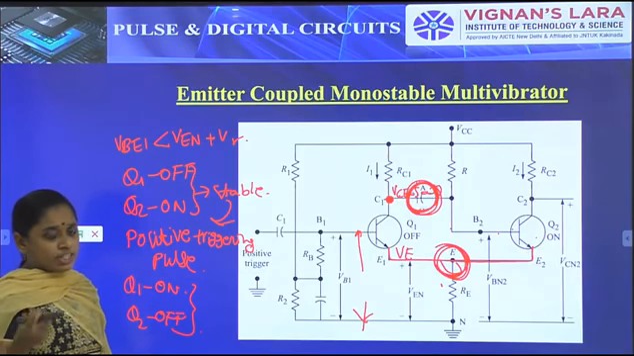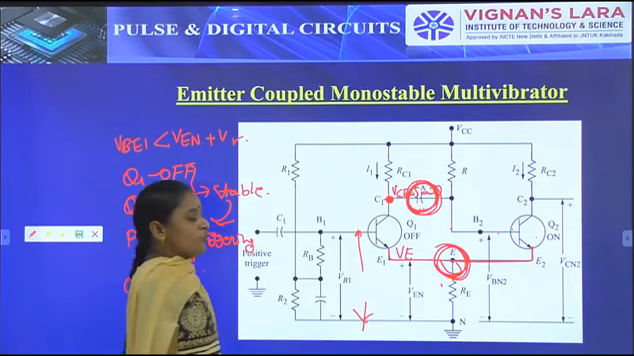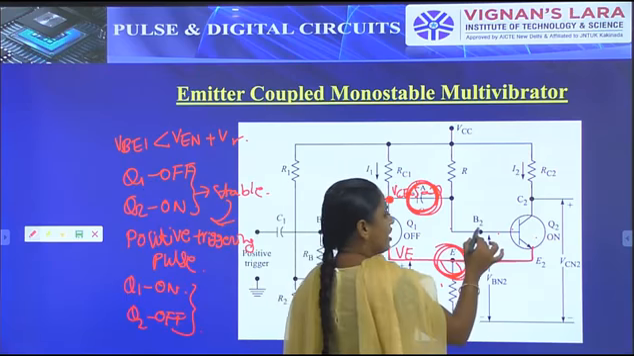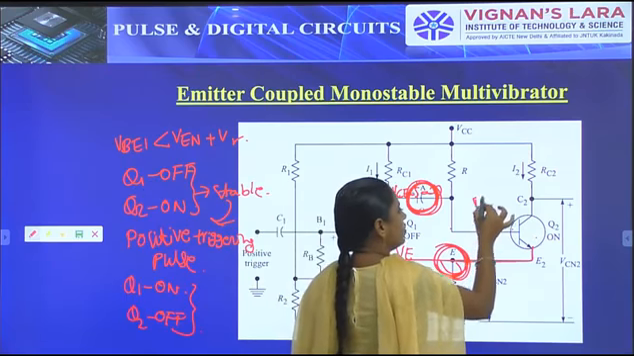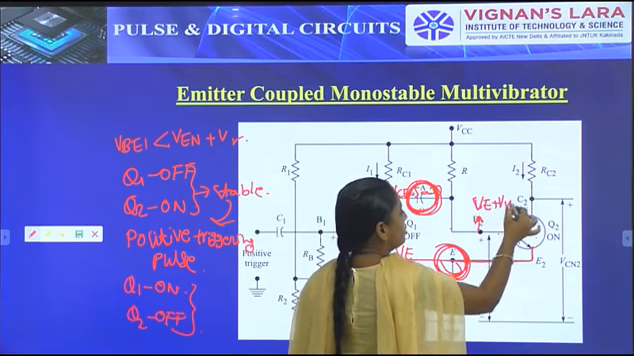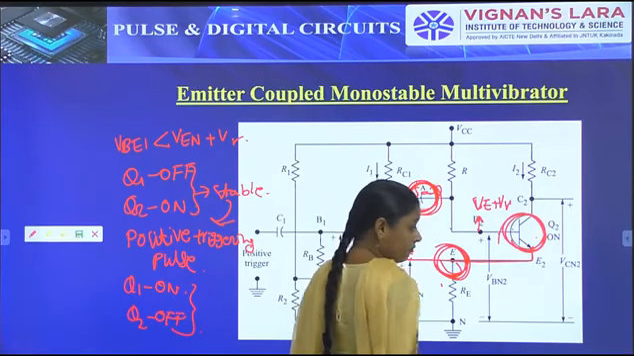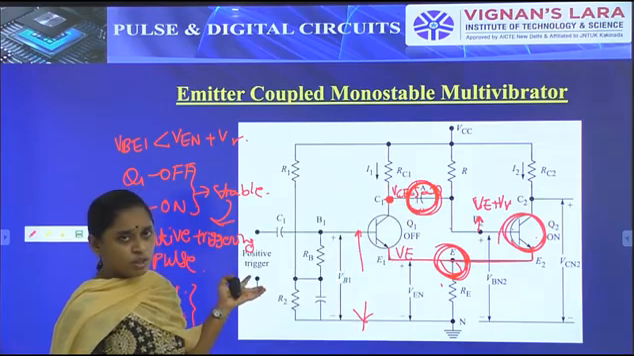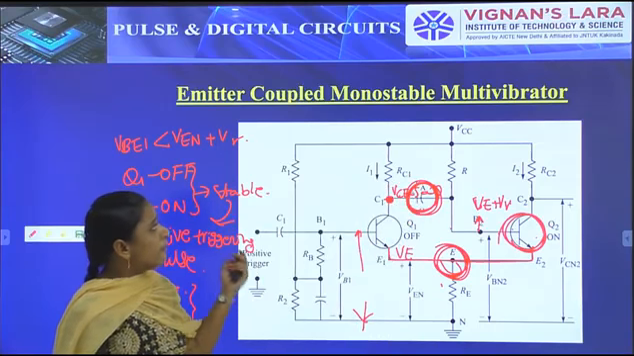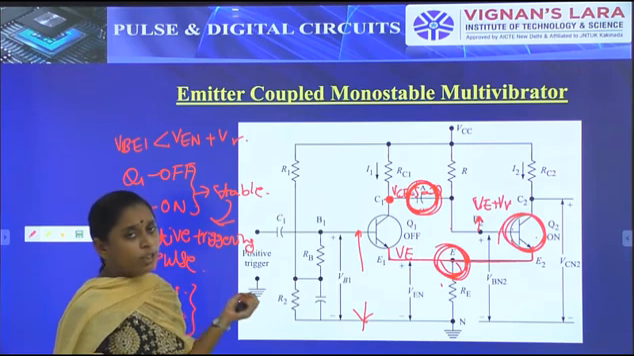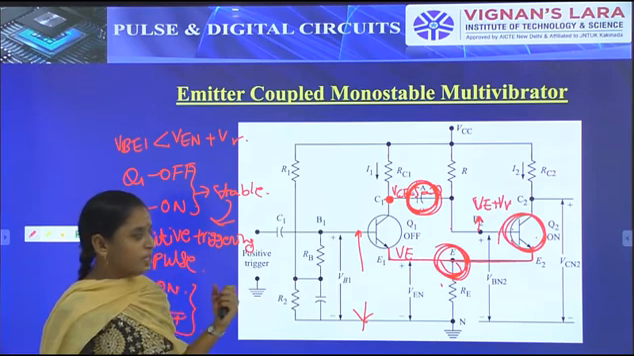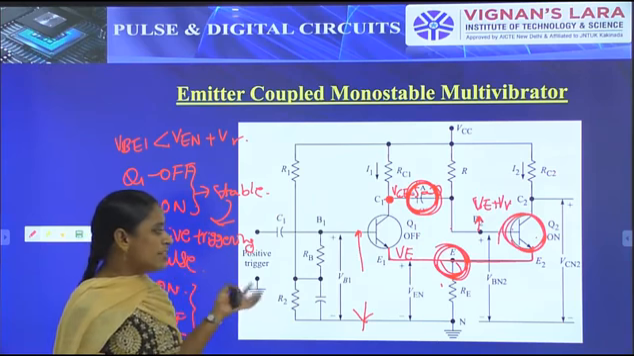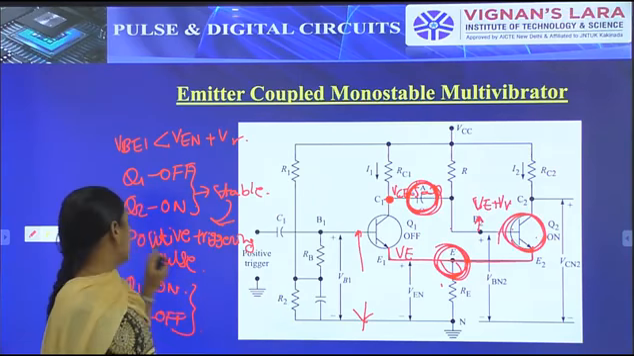Simply it produces nothing but it releases the voltage. So when the capacitor releases the voltage, when it reaches VE, nothing but VE plus V gamma level, then obviously the transistor Q2 goes to on condition. So again the transistor Q1 goes to off condition. So that is a major thing about the emitter coupled monostable multivibrator. So this will be the operation of the emitter coupled monostable multivibrator.